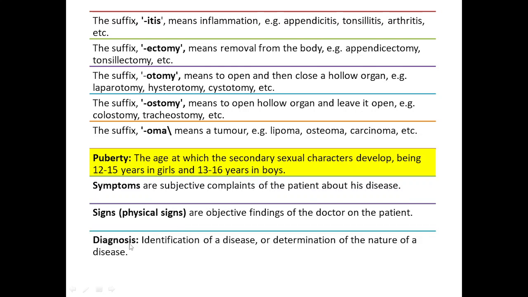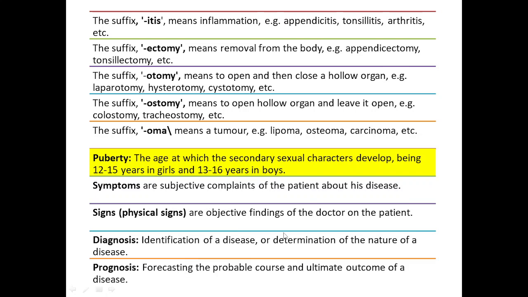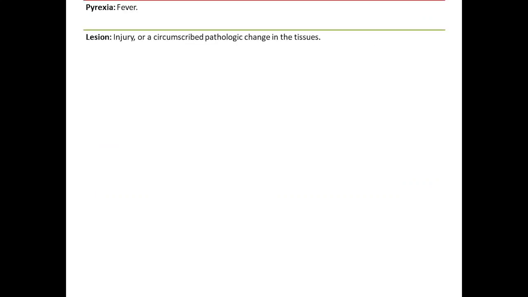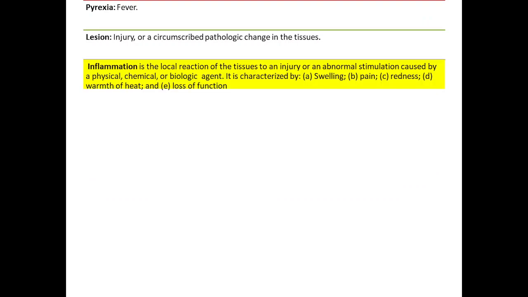So those are signs. Diagnosis is identification of a disease and determining the nature of a disease. Then prognosis is the probable course and ultimate outcome of a disease. That is, how will the disease progress and what will be the final outcome? Is the person going to live or is he going to die? Is he going to lose the major functions of his body? Is he going to survive? Is he going to be morbid? Then pyrexia means fever, lesion means injury or a circumscribed pathologic change in the tissues.